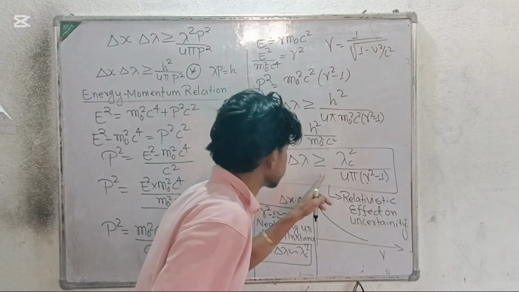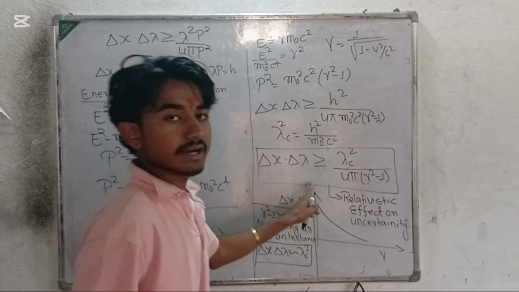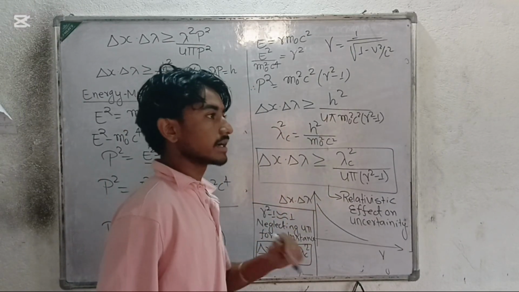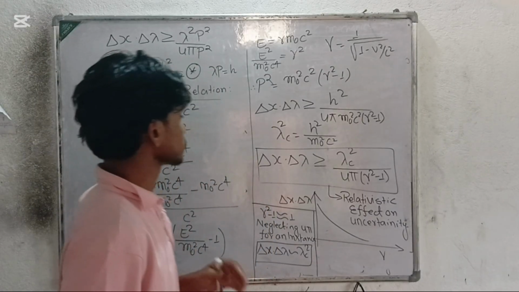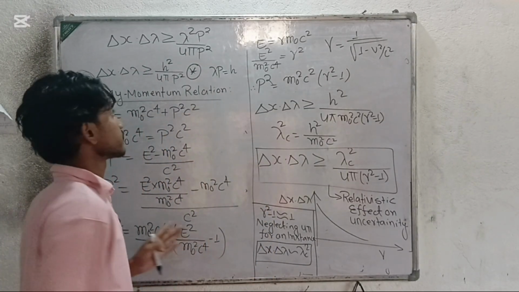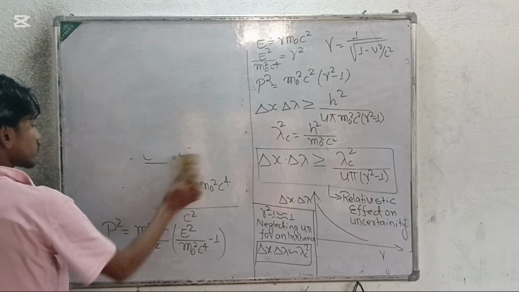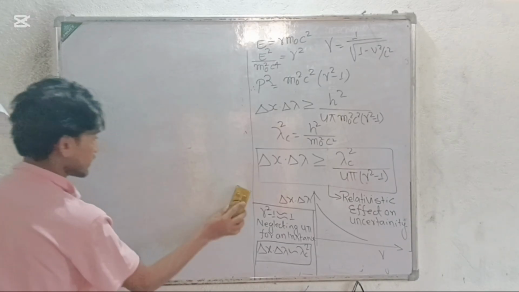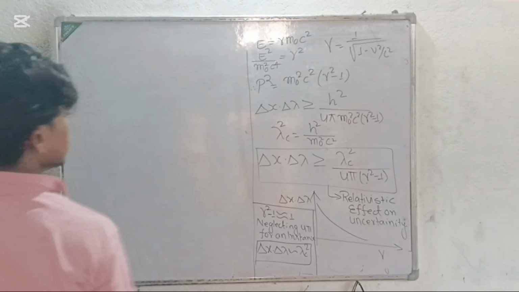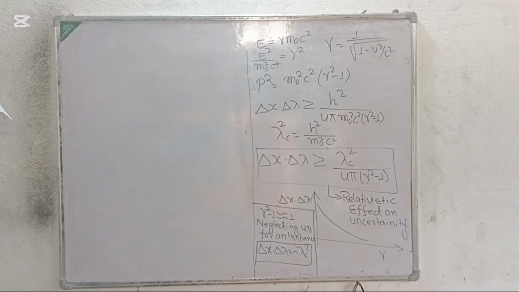So this is our relativistic case. Can we reduce this equation into the non-relativistic case? For this we have to approximate gamma. Okay, let's do the approximation.